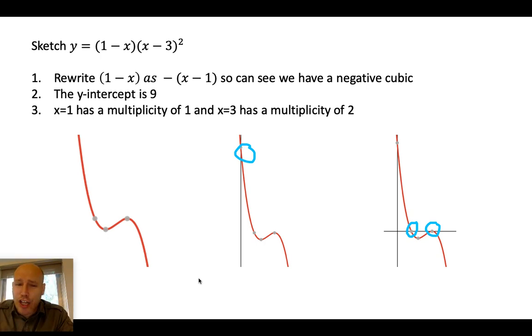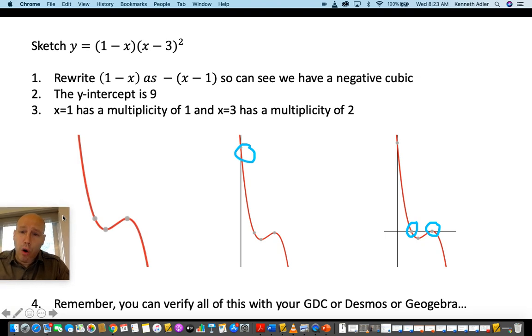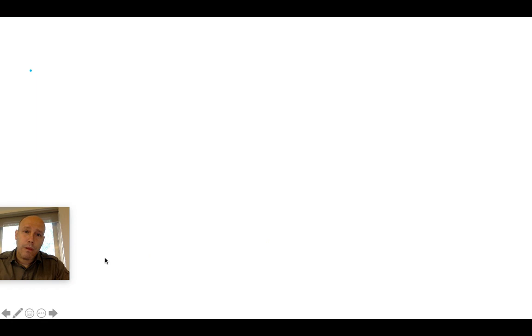So you've sketched it. It's not perfect. Maybe you didn't even use a piece of graph paper, but you let the viewer know this is what the curve looks like. This is the y-intercept. These are the roots, and this is how the curve behaves around the roots. Remember, you can verify all of this with your GDC, Desmos, or GeoGebra.